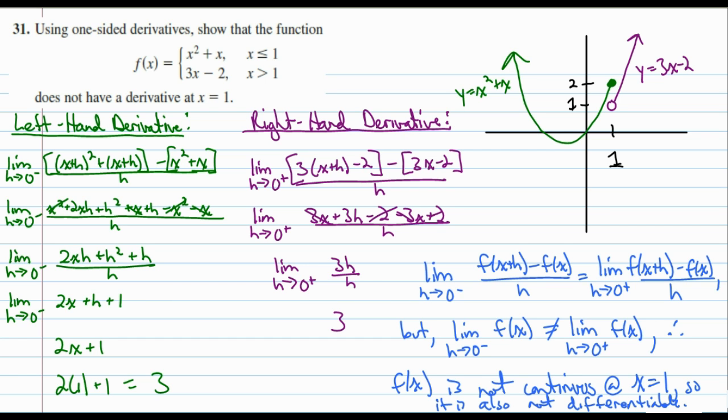Now you're probably asking yourself, couldn't I have just graphed that and shown that right off the bat and not gone through all that? Well, no, because the directions said that you had to use one-sided derivatives. So you did. You used one-sided derivatives, and those are actually equal, but then you had to make the conclusion that because it was not continuous, it's also not differentiable.